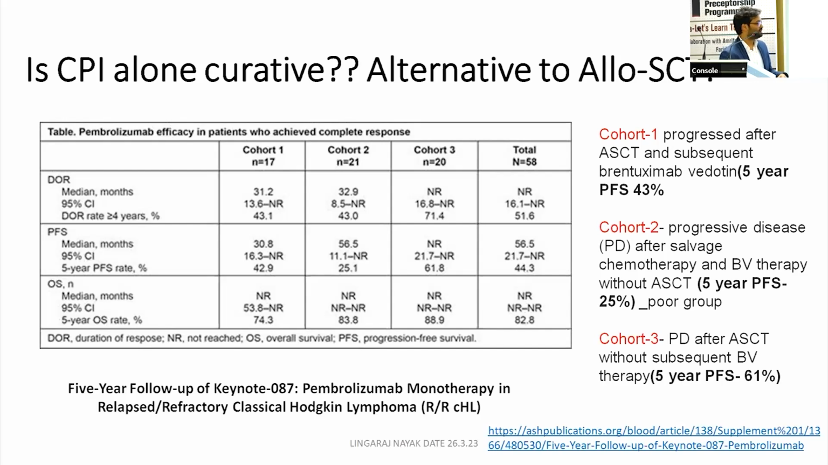And then just see cohort 3, patients who have relapsed after auto transplant and didn't receive subsequent BV. They were given 2 years of pembrolizumab, patients who are in CR. So this is the data in CR. I'm not talking about patients who are not in CR, right? You give pembrolizumab for 2 years, the patients who are in CR, 60% of them are doing well at the end of 5 years. This is the 5-year update.